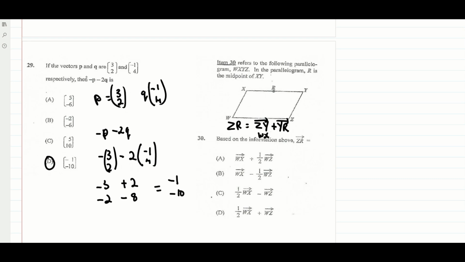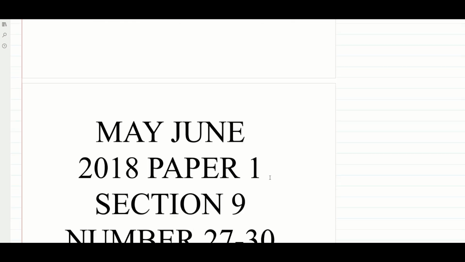And YR is a half of minus WZ. So B is your answer for this question. Remember, we're going in the opposite direction of WZ, so the opposite direction is minus, so that's how we have minus WZ. And that's the answer.